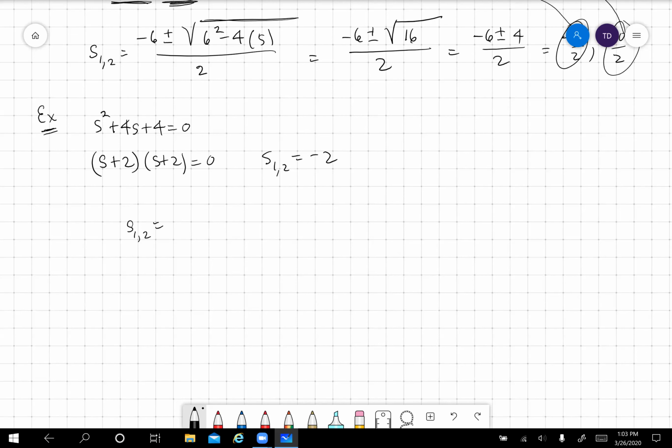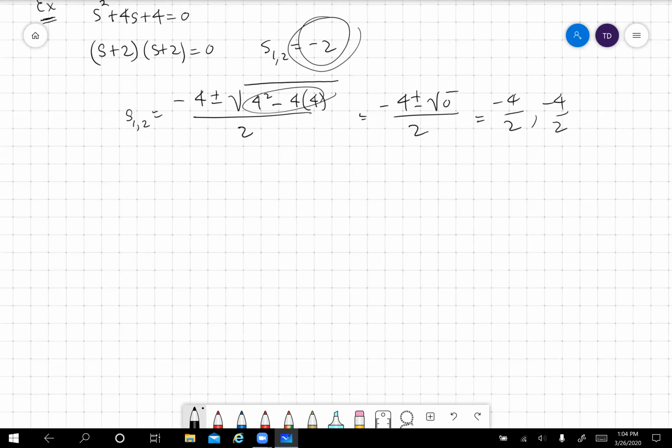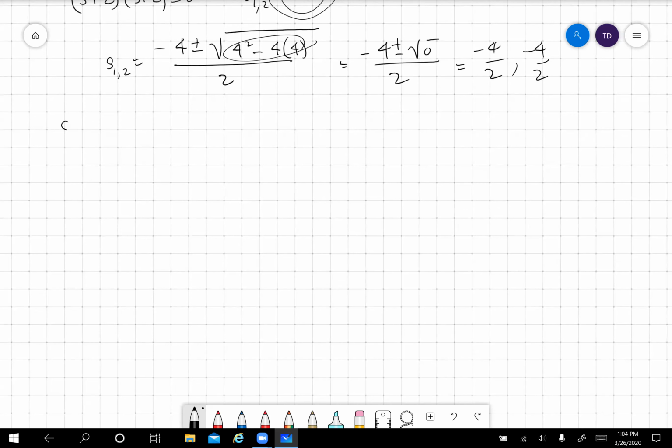s1,2 equals minus 4 plus or minus the square root of 4 squared minus 4 times 4, all divided by 2. You can see that that's obviously equal to 0. So it's minus 4 plus or minus the square root of 0, divided by 2. So minus 4 minus 0, minus 4 plus 0. Both of them are minus 4 over 2. Both of them. Both answers, minus 2.